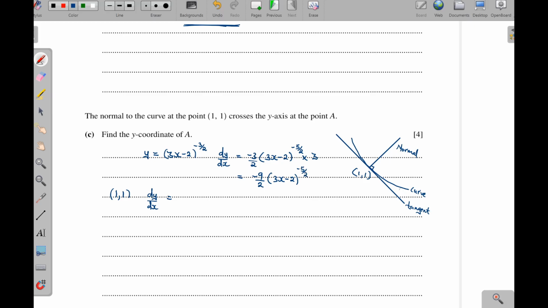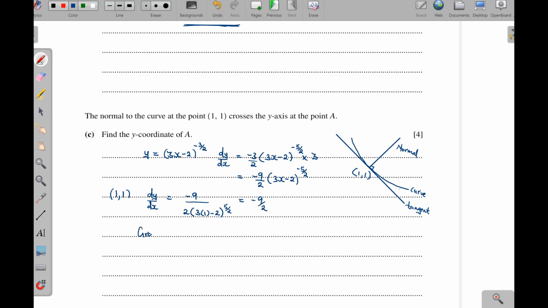There's a negative 5 over 2 here, so this will be negative 9 over 2, then this one I can take it down because the power is negative, so that I make it positive. So this is a 2, and then power 5 over 2. Of course, this will be 1. 1 to the power of any number will be 1. So we shall have negative 9 over 2. That will be the gradient of the tangent.